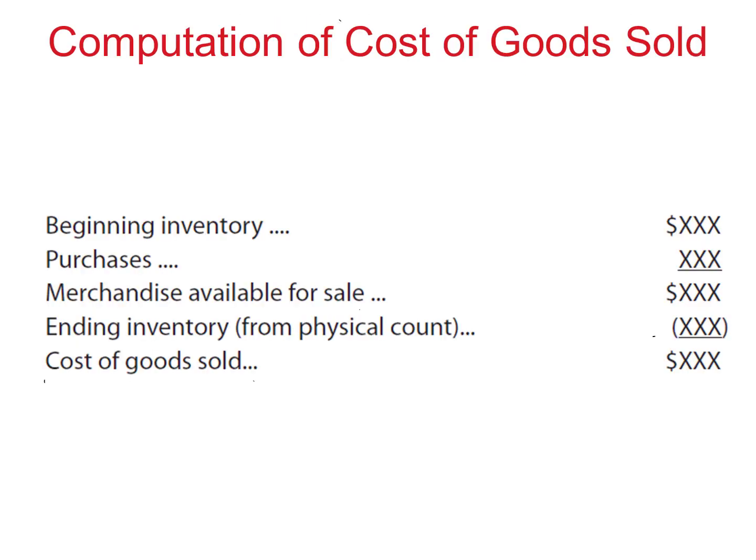The cost of goods sold is a calculation of how much inventory we actually sold. The computation for cost of goods sold is starting with our beginning inventory. Keep in mind that the beginning inventory represents the ending inventory from last period. We then add to this any purchases that we made during the current period. That gives us our goods available for sale. We then do a physical inventory count at the end of the period. We subtract this ending inventory count, and what remains is our cost of goods sold.